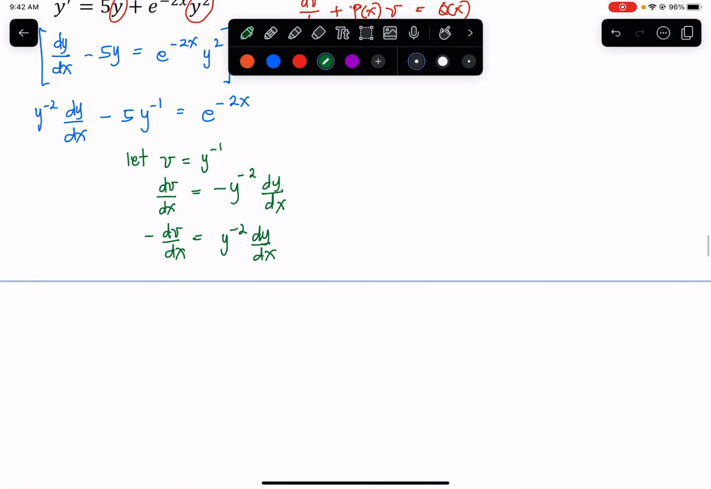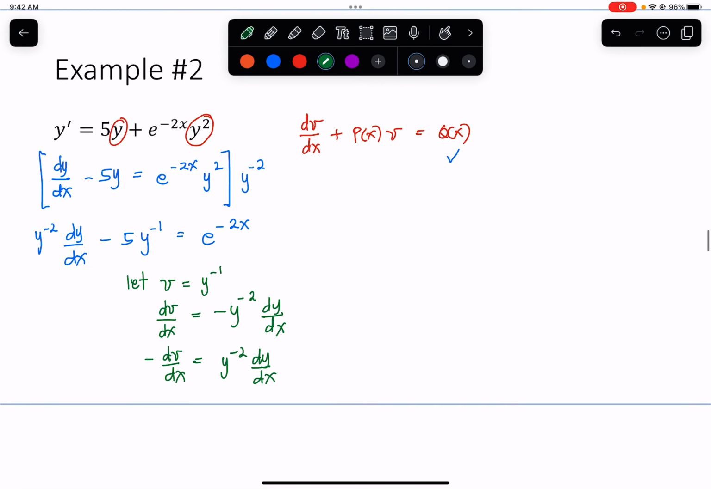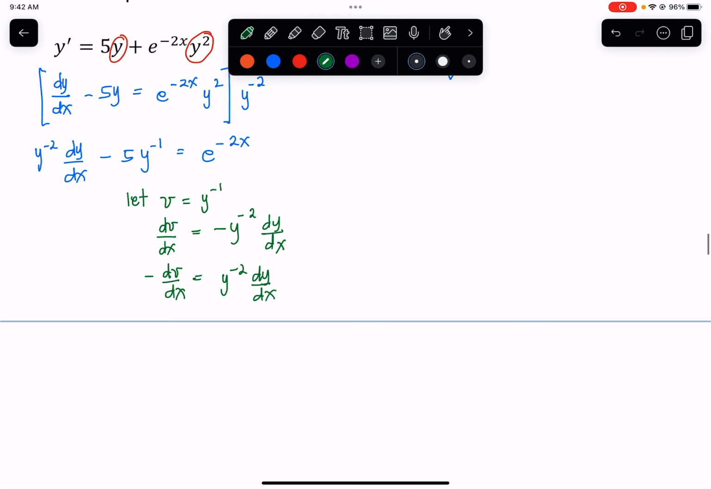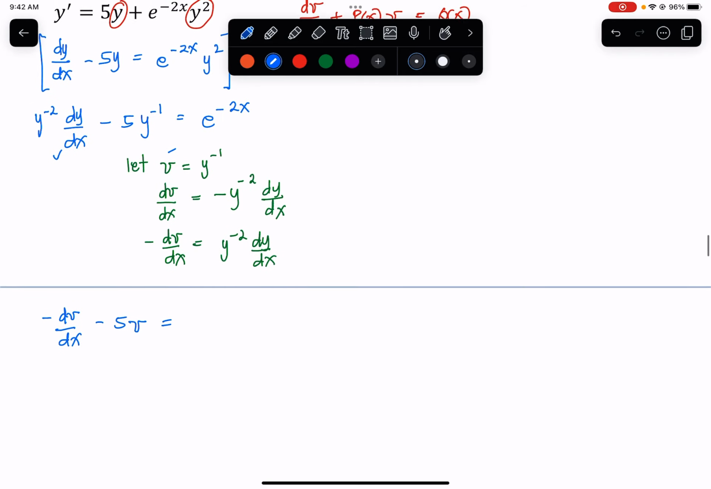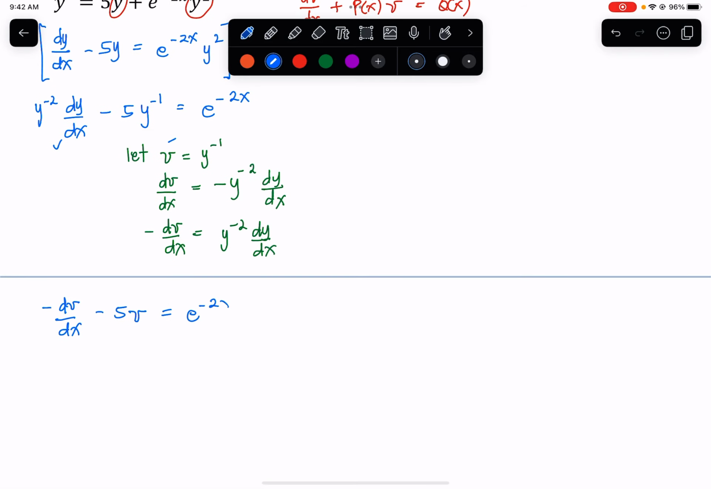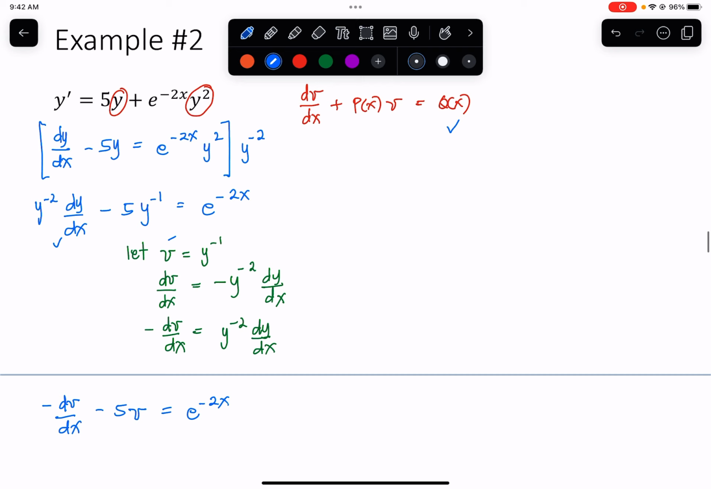So we do now the substitution, to be done with the p of x. So y raised to negative 2 dy over dx is the same as negative dv over dx. And then minus 5, y raised to negative 1 is the same as v. And then it is equal to e raised to negative 2x. So now we are done with the p of x times v.